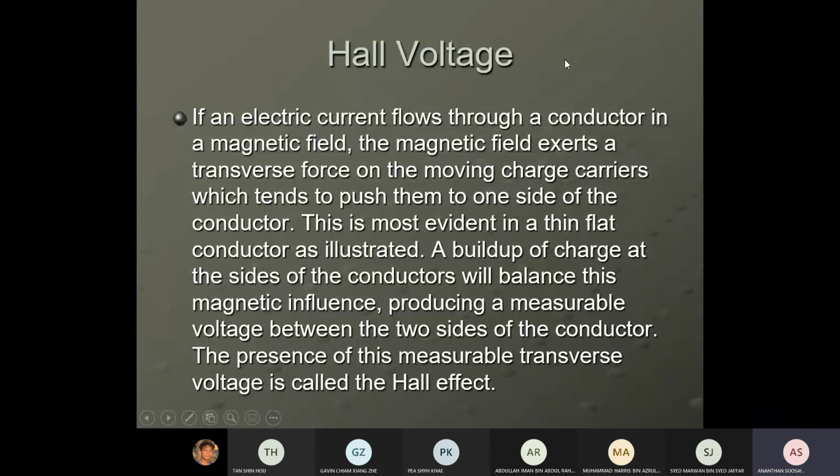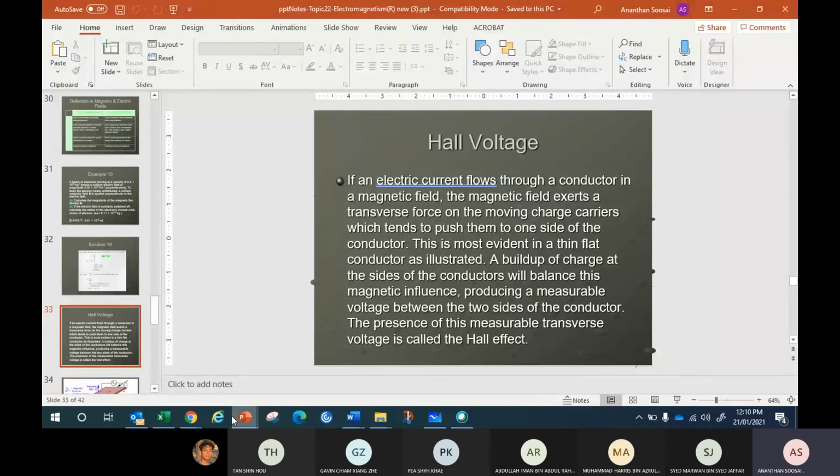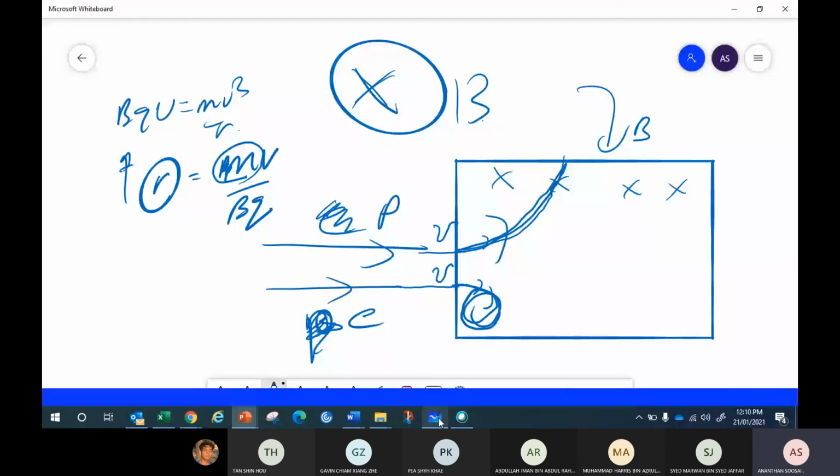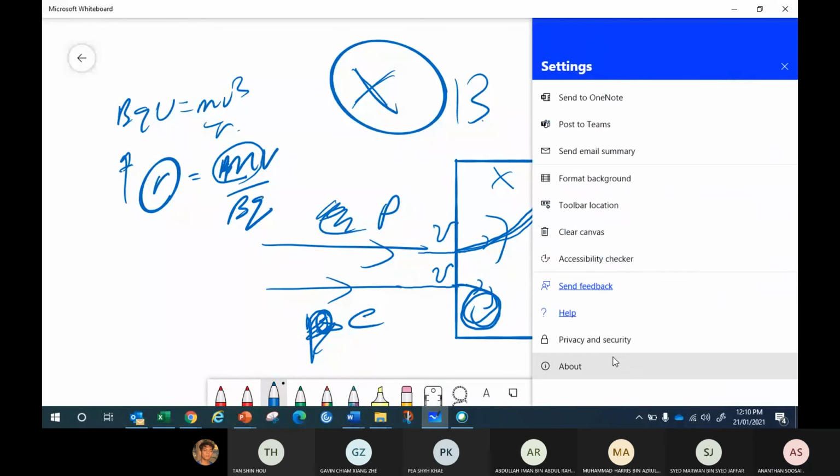Now I'm going to talk about Hall voltage. Hall voltage leads to the development of the Hall probe, which makes it easy to calculate the magnetic field strength practically. There is a lot of wording here, so let me explain it in a diagram first before we come to this wording. For this, let me show you a video to understand the Hall probe. Before that, let me show you first.